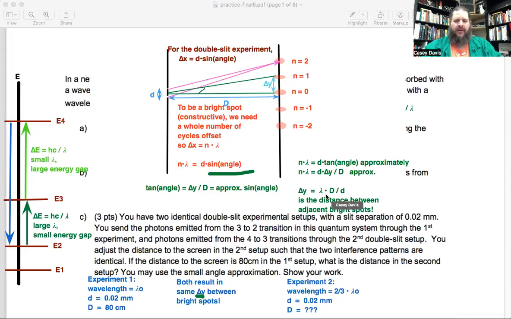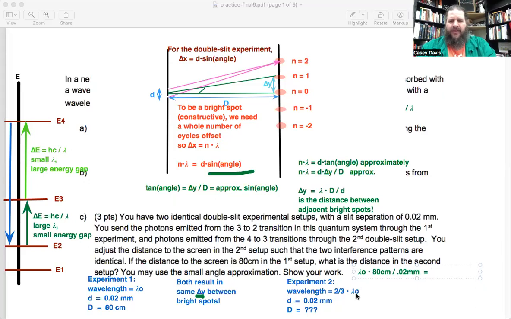So if we wrote out this formula for experiment 1 and wrote out this formula again for experiment 2, what could we do with those two formulas? We set their delta y equal. Yeah, exactly. We could set those equal to each other. So for experiment 1, we've got lambda naught times big D, 80 centimeters, divided by little d, 0.02 millimeters. For experiment 2, we can set these equal to each other.